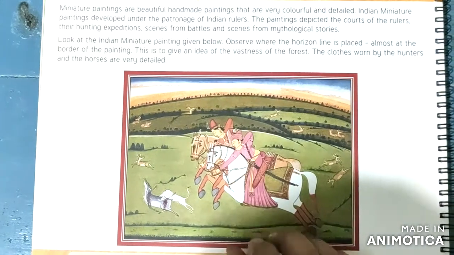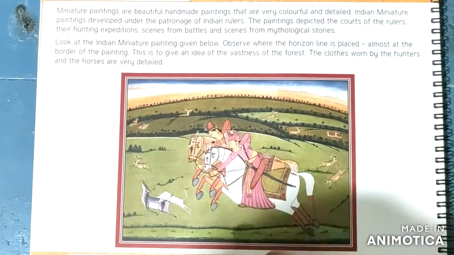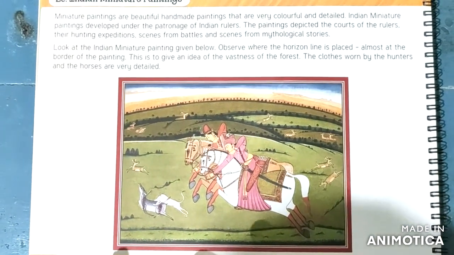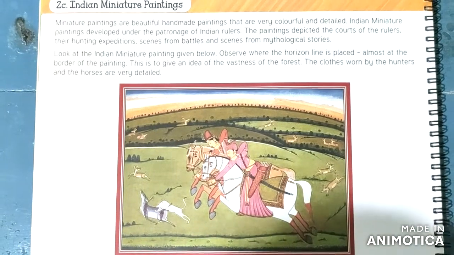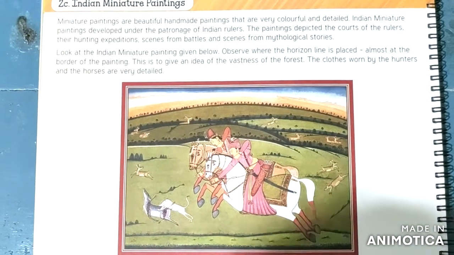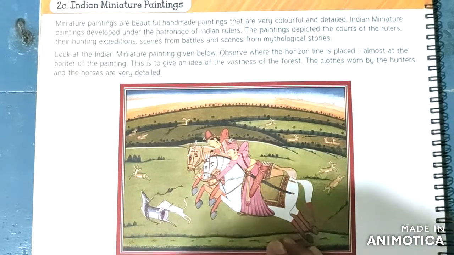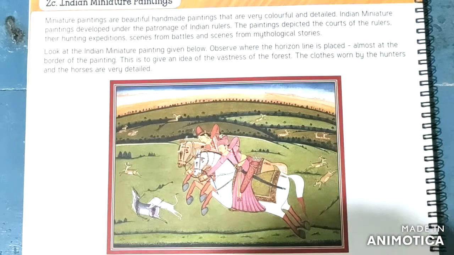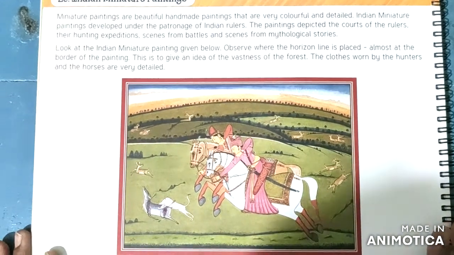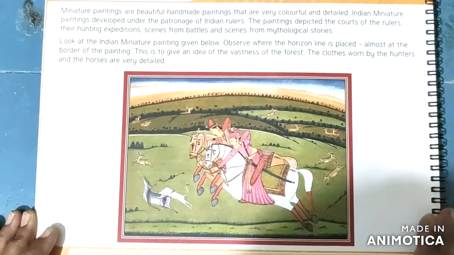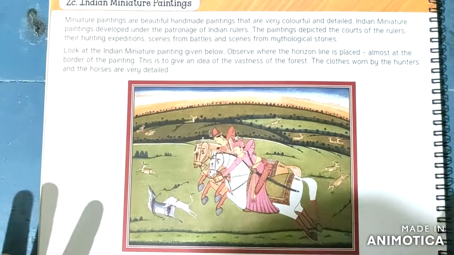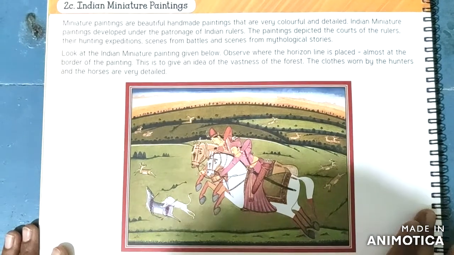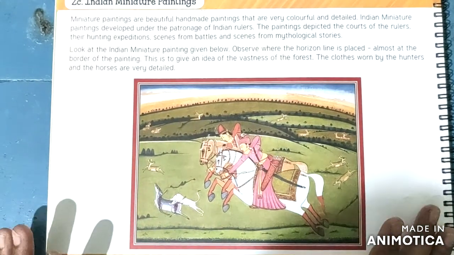So detailedness is in Indian miniature paintings developed under the patronage of Indian rulers. What is patronage? Patronage means support of any power. And who had power at that time? The Indian rulers, means kings had power at that time. When they support, the artist can develop his painting style. Individually we cannot do much, so we need the support of some power.